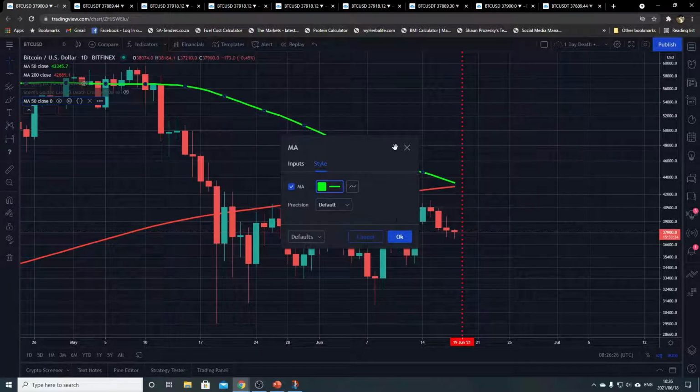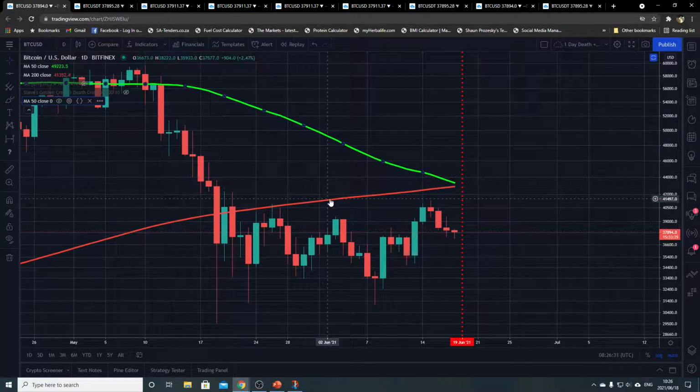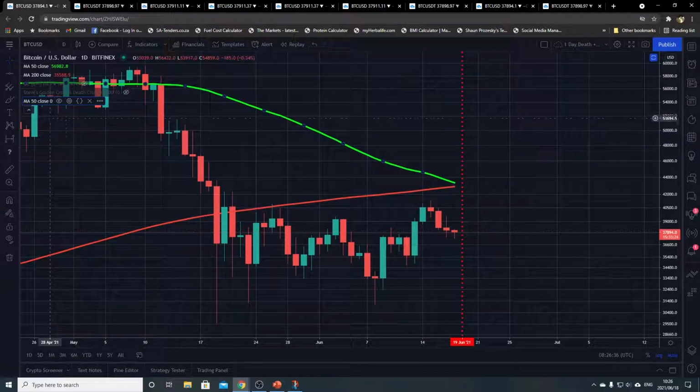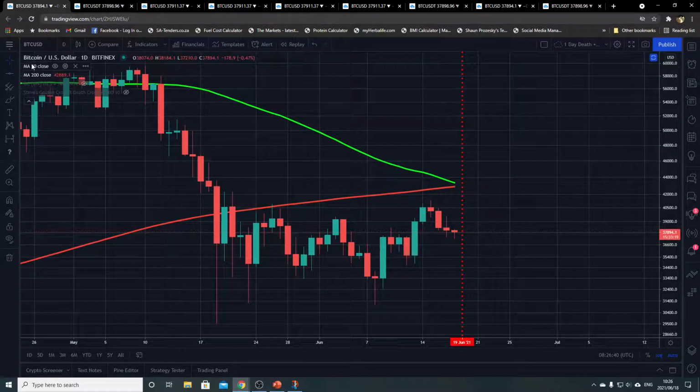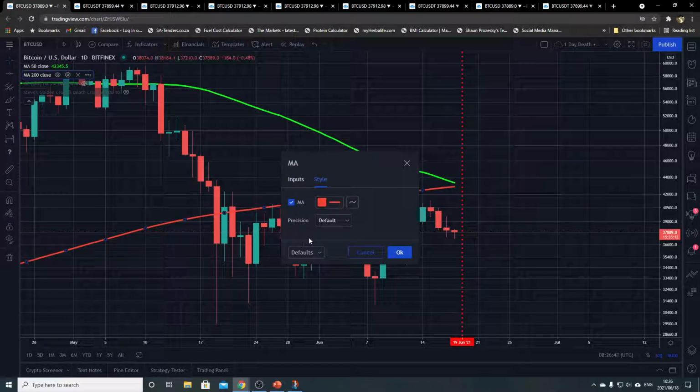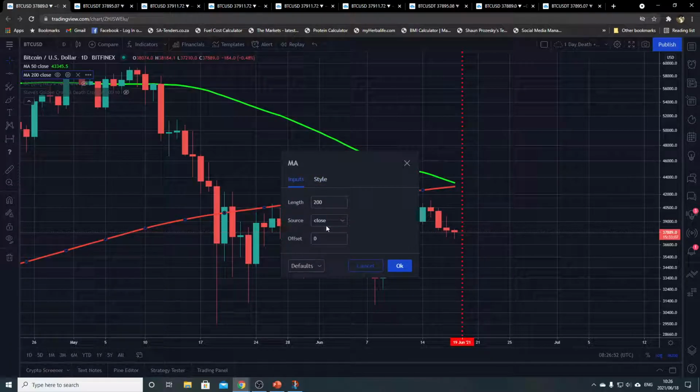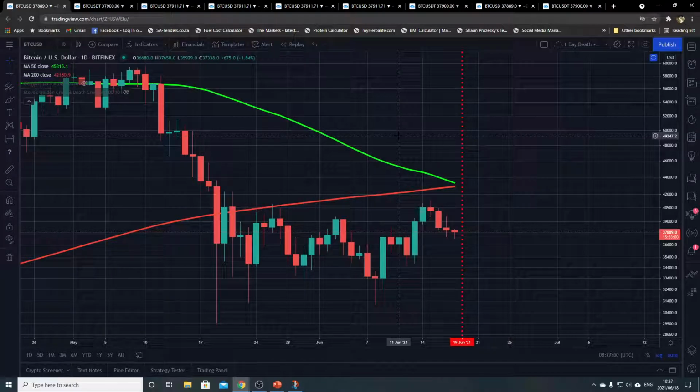So that's how you do the 50-day moving average. You do exactly the same thing with regards to the 200-day moving average. I'm just going to go ahead and delete this now because I actually already have it here. See, there's a 50-day moving average and there's a 200-day moving average. You don't have to do anything else. You leave the precision to default. You leave the source to close. You leave the offset to 0. All right, so that is your Deathcross.